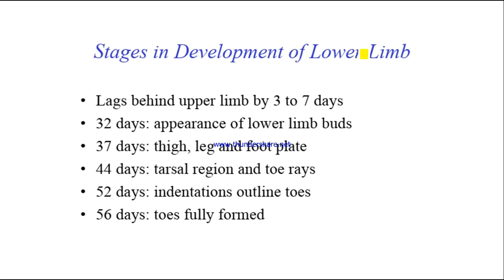So, stages of development of the lower limb: it lags behind the upper limb, as I've said, by 3 to 7 days. At 32 days we're going to get the appearance of the lower limb buds. At 37 days we get the thigh, the leg and the foot plate. At 44 days, the tarsal region and toe rays. At 52 days we're going to see the indentations or outline of the toes, and at 56 days we're going to get the full formation of the toes, hopefully, if normal development is occurring.